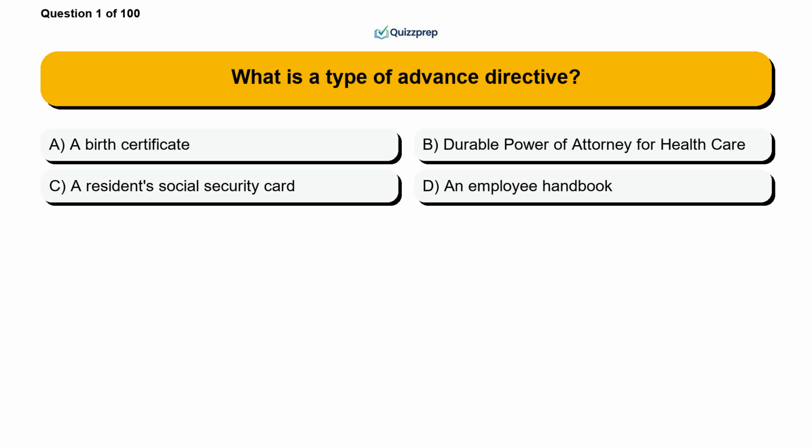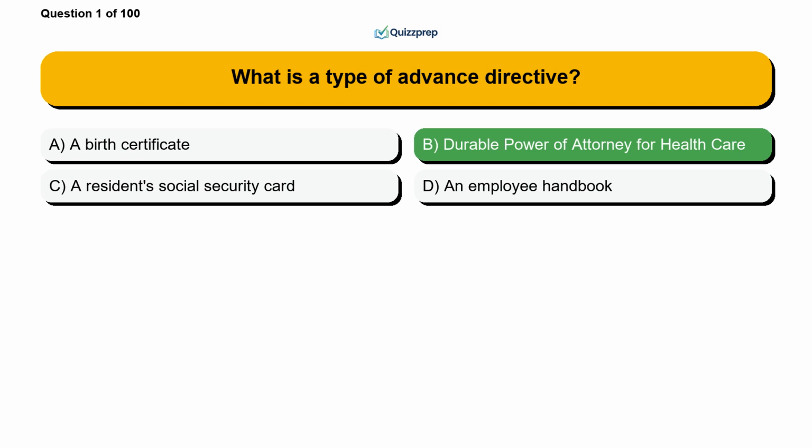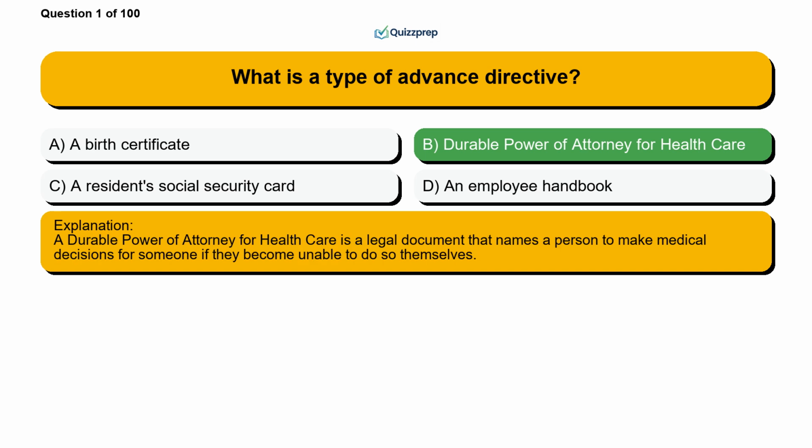Question 1. What is a type of advance directive? Option A, a birth certificate. Option B, durable power of attorney for healthcare. Option C, a resident's social security card. Option D, an employee handbook. The correct answer is option B, durable power of attorney for healthcare. A durable power of attorney for health care is a legal document that names a person to make medical decisions for someone if they become unable to do so themselves.